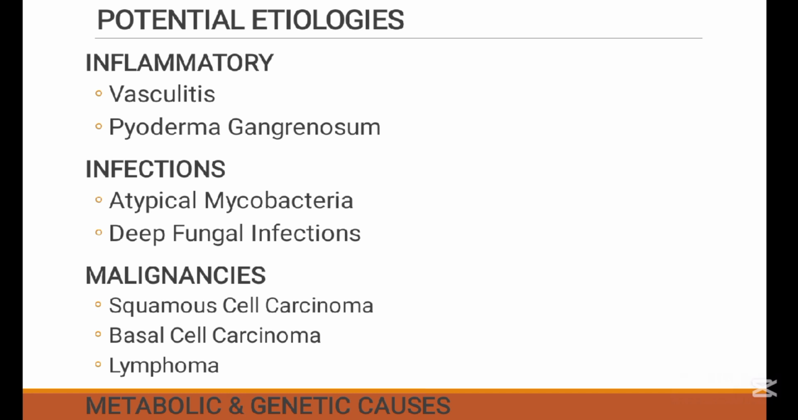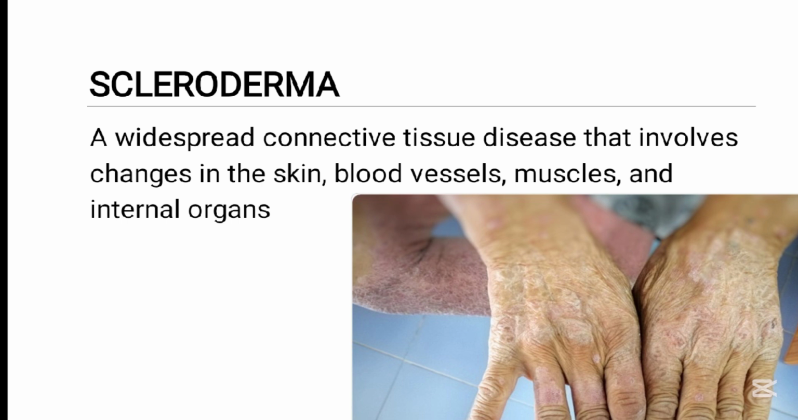Number one is inflammatory: vasculitis, pyoderma gangrenosum. Infectious: atypical mycobacterium, deep fungal infection. Malignancies, in which squamous cell carcinoma, basal cell carcinoma, and lymphoma. Then metabolic and genetic causes. What is scleroderma? A widespread connective tissue disease that involves changes in the skin, blood vessels, muscles and internal organs. As we see in the diagram, there are changes of skin in the hands and also in the legs. So we can say it is scleroderma.